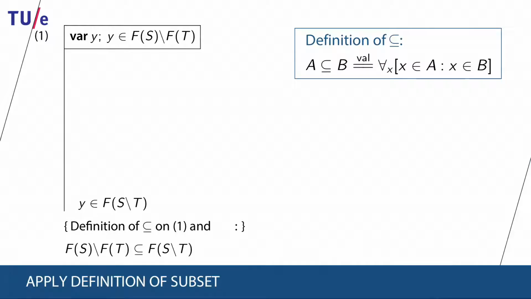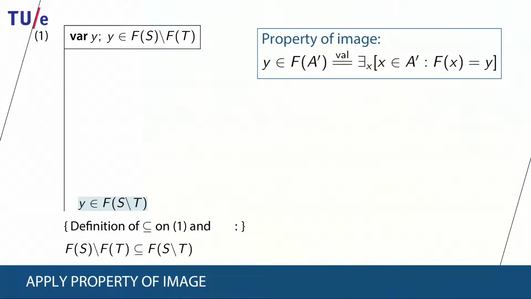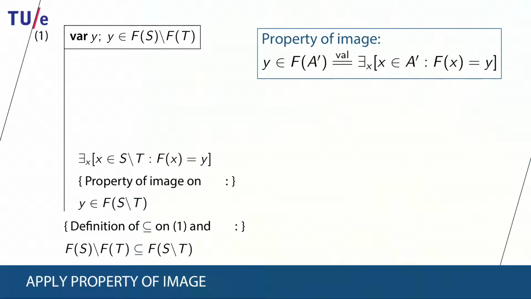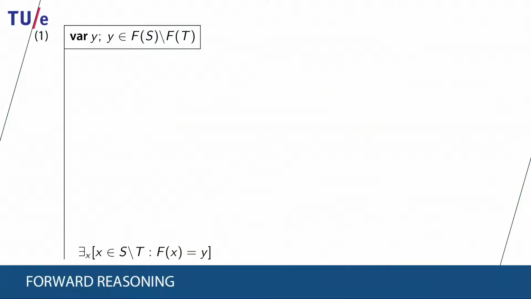We deliberately use y as the name of the declared variable to remind ourselves that it stands for an element in the codomain of F. We can further simplify our goal. Note that it involves the image of the difference of S and T under F. We can apply the property of image that states that to prove that y is an element of the image of some set under a mapping, it suffices to show that there exists an element x in that set that is mapped to y. Our goal is now to establish an existential quantification.